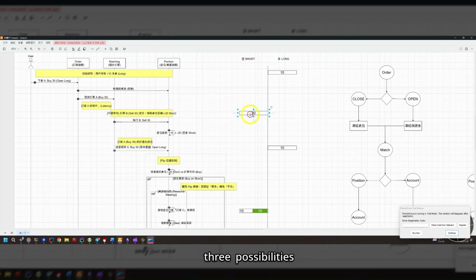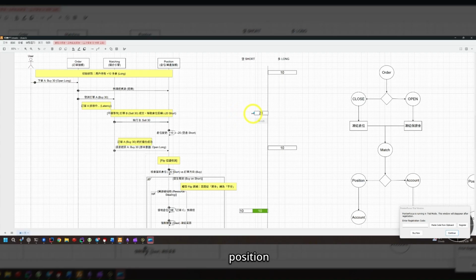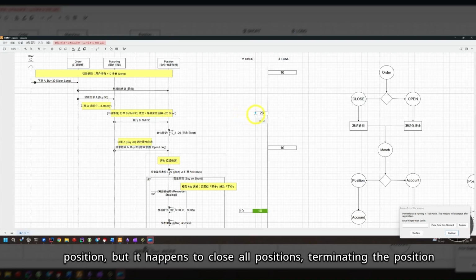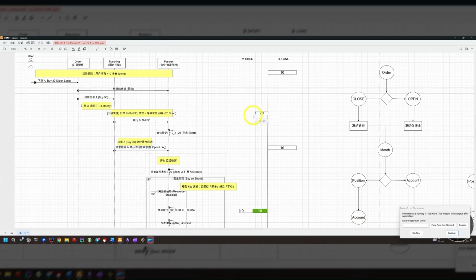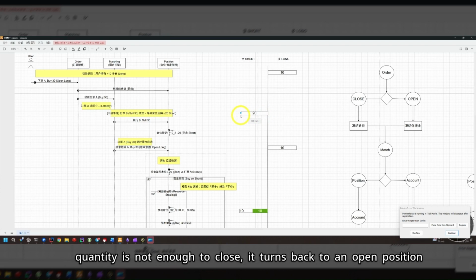There are three possibilities. The first possibility is, it's simple. Opening a position becomes closing a position, reducing the current position. The second possibility is that opening a position becomes closing a position, but it happens to close all positions, terminating the position. What's the third possibility? After opening a position and turning it into a closing position, if the quantity is not enough to close, it turns back to an open position.